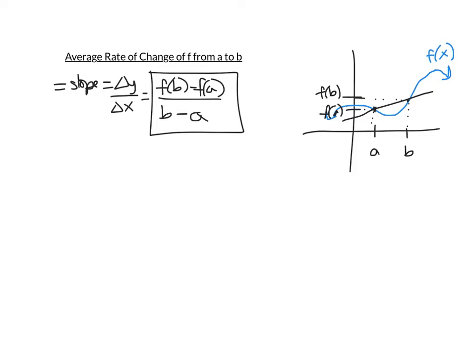By the way, we often have constraints. So one constraint that we have is that a is not equal to b. If that happened, then your denominator would be 0. Your slope would be undefined. So we're not going to have an undefined rate of change.